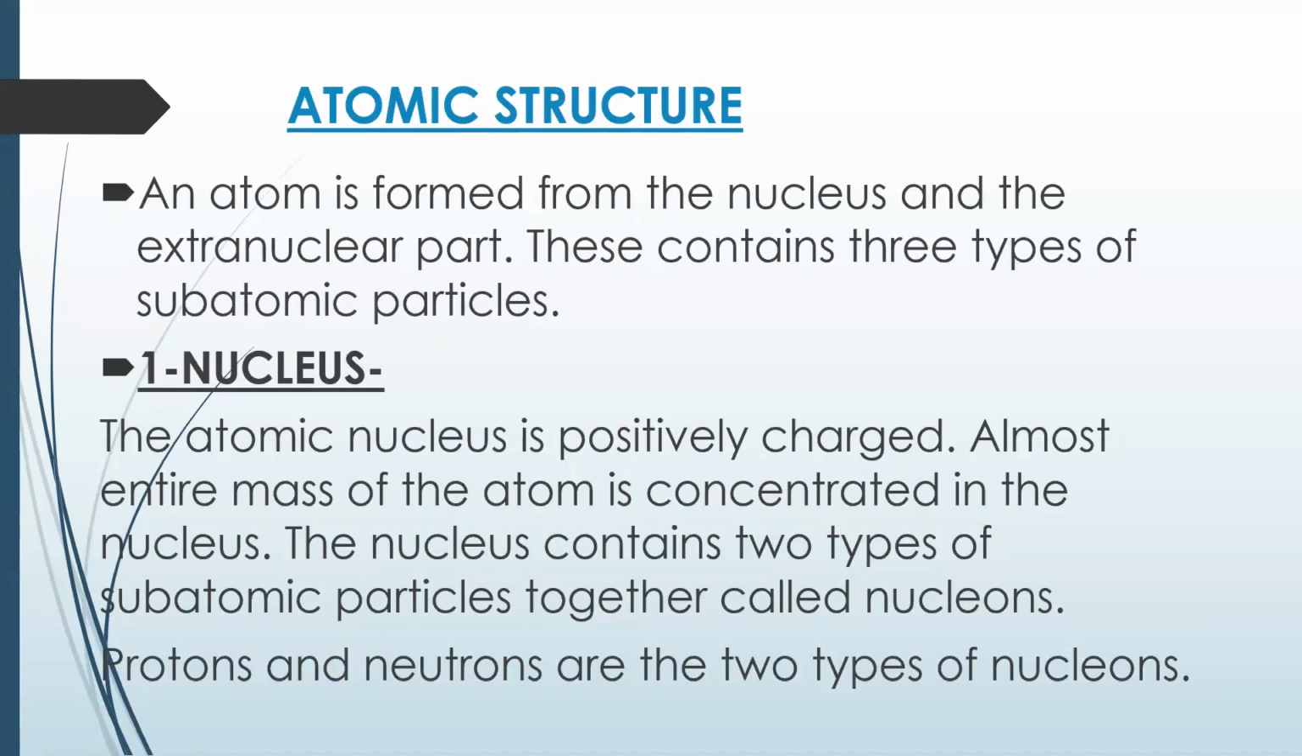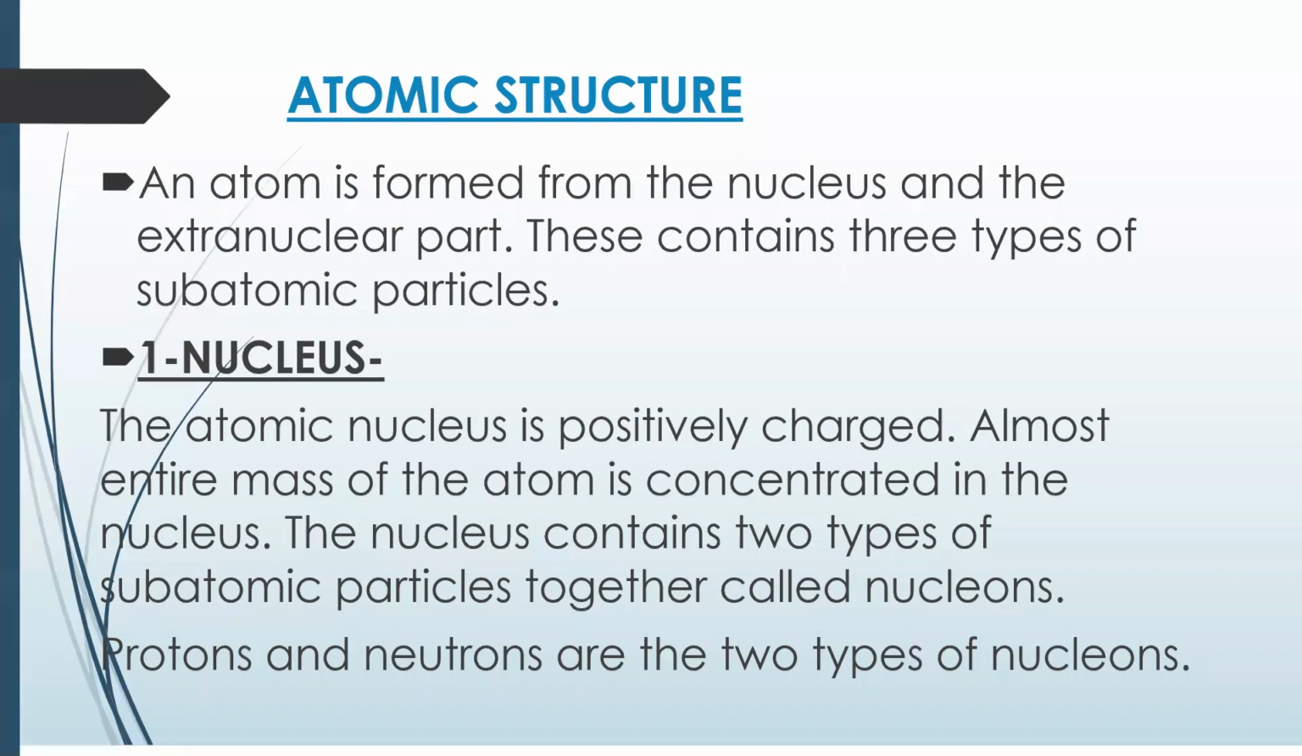An atom is formed from the nucleus and the extranuclear part. These contain three types of subatomic particles. Number one, nucleus. The atomic nucleus is positively charged. Almost the entire mass of the atom is concentrated in the nucleus. The nucleus contains two types of subatomic particles together called nucleons. Protons and neutrons are the two types of nucleons.